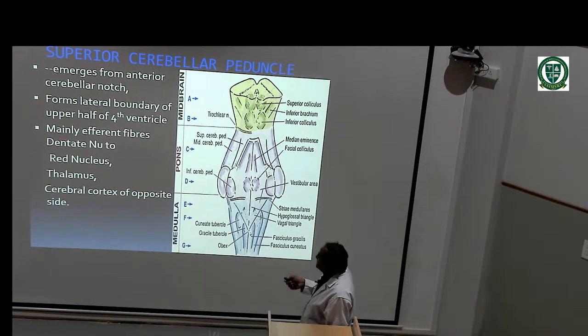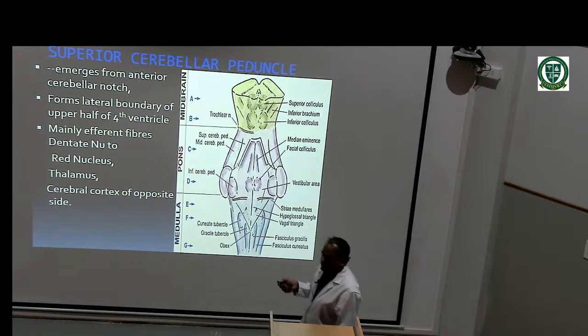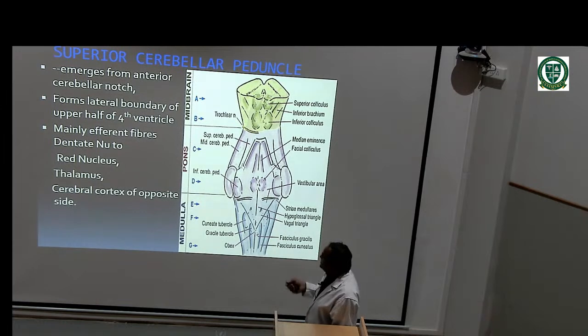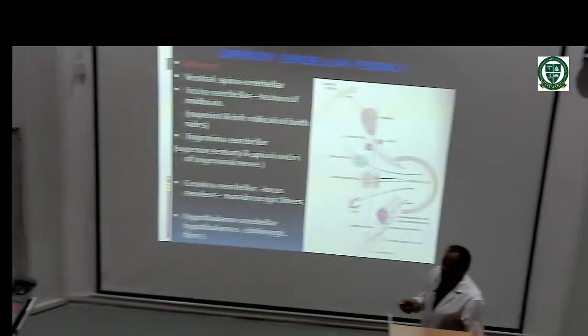It contains mainly efferent fibers and very few afferent fibers. These efferent fibers arise from the dentate nucleus of the cerebellum, and they will end up in the red nucleus, and they will go to the thalamus, and then to the cerebral cortex of the opposite side. Okay, so these are the efferent fibers from the cerebellum. They are also called dentatorubral fibers, dentatothalamic fibers. So let us study in detail.